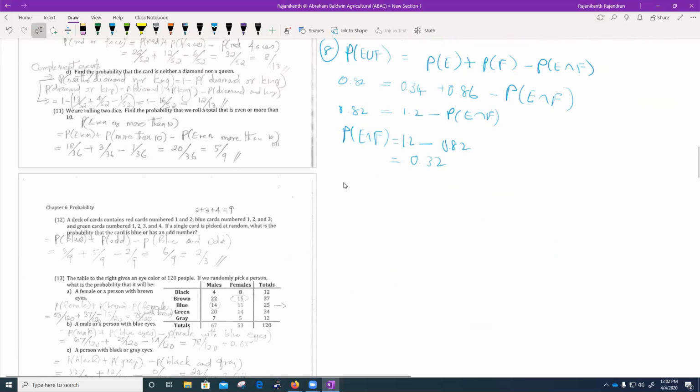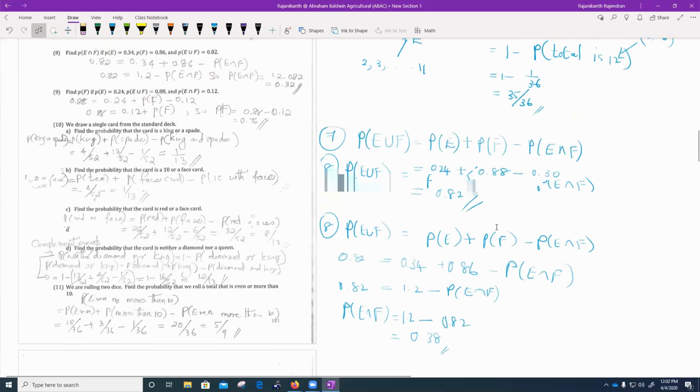It's not correct, right? So it should be 1.20. You subtract, you will get 0.38, no? So there's a typo. Sorry for that. It should be 0.38. Okay. All right.